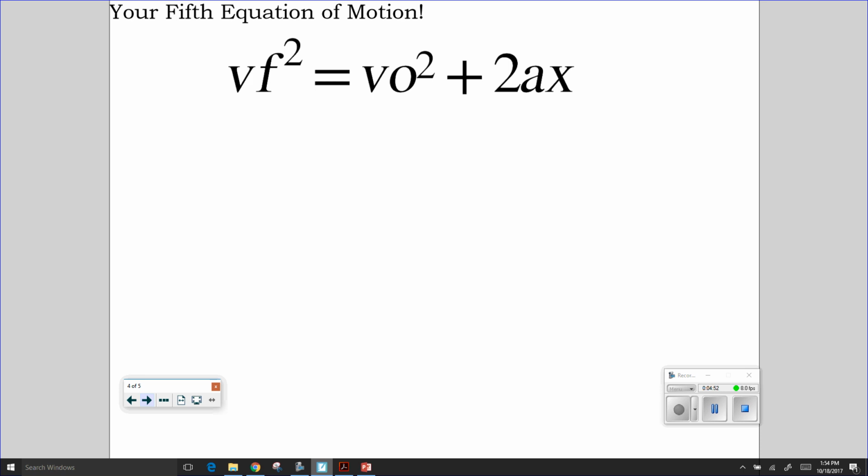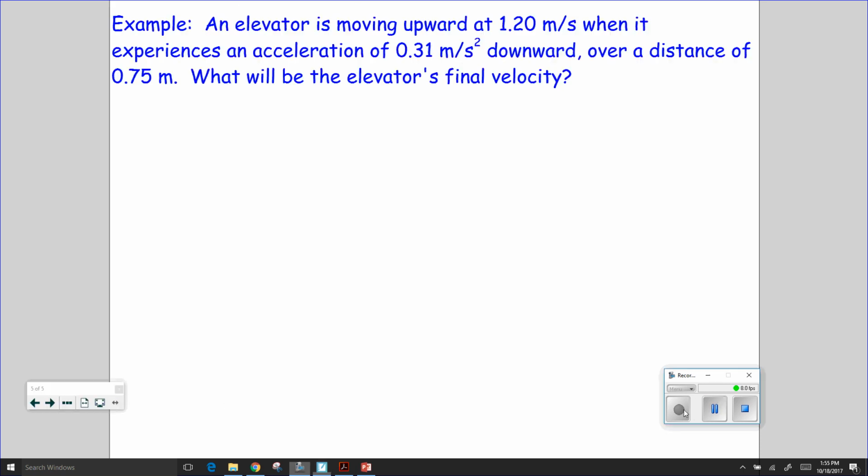So please take a moment, write down this equation, because this is going to be the fifth equation that you will use if you do not know the time variable. You do not know time. Take that moment and then let's go to the example problem.